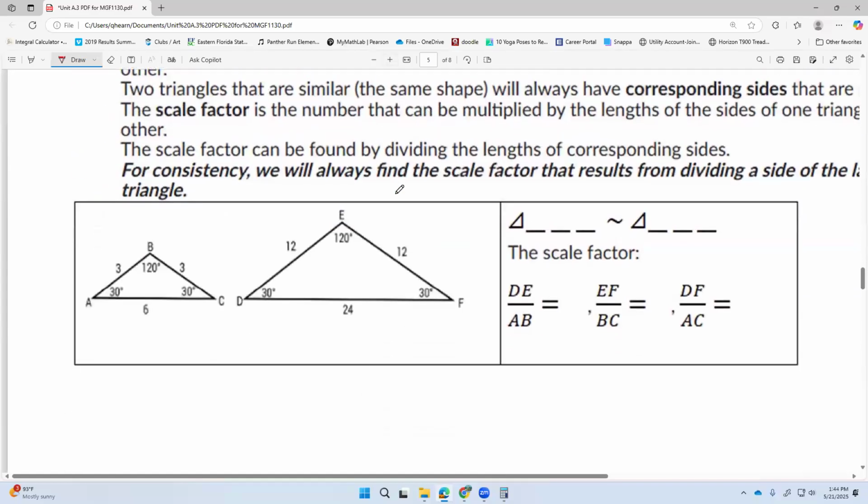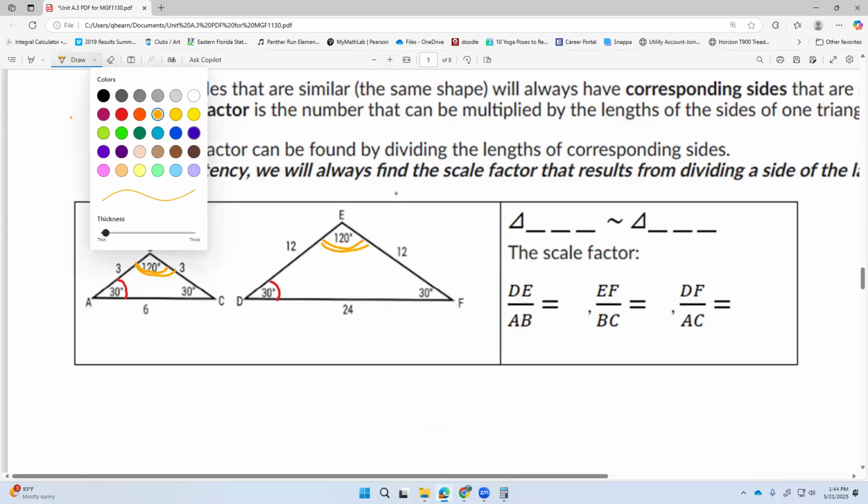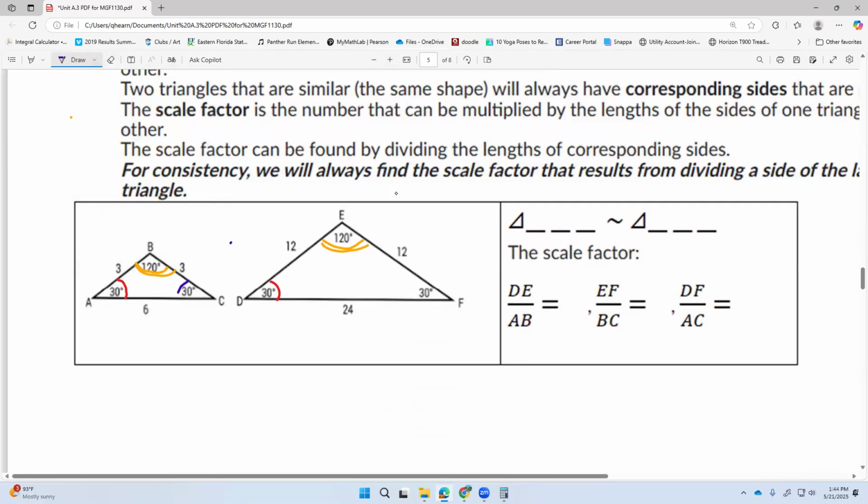But before I talk about the definition in detail, here's an example of two triangles that are similar. Remember, similar means they're the same shape, so they have the same angles. So here we have 30 degrees. Here we have 120 degrees. And then we also have another 30-degree angle over here. Okay, so these are definitely similar triangles.